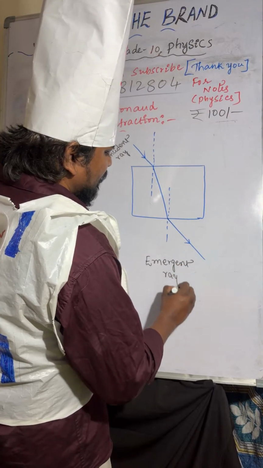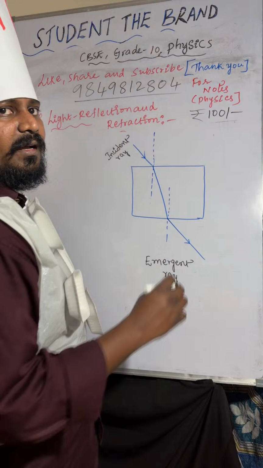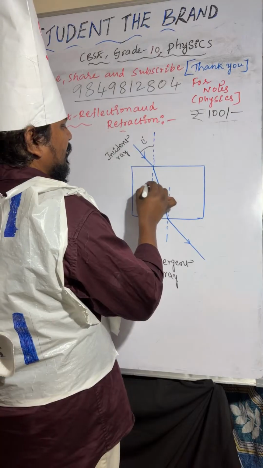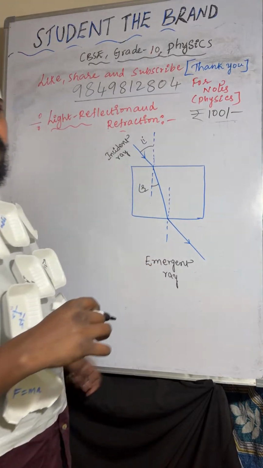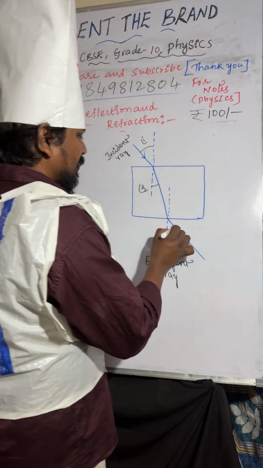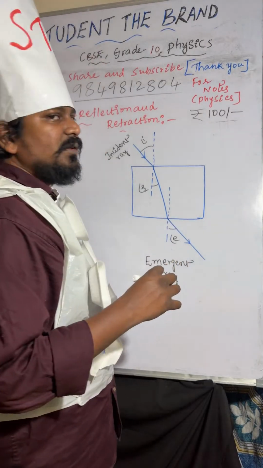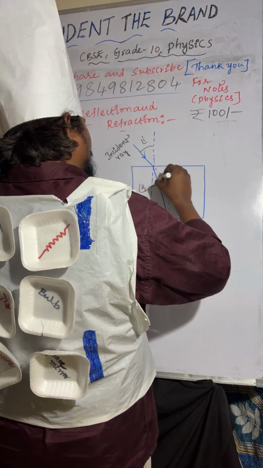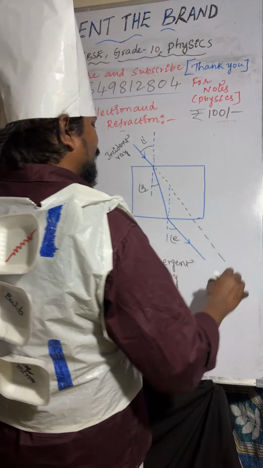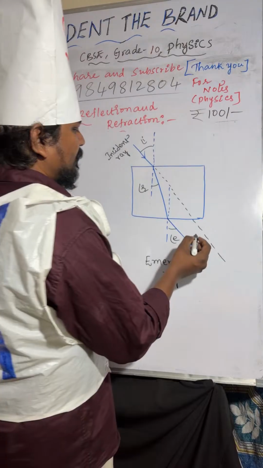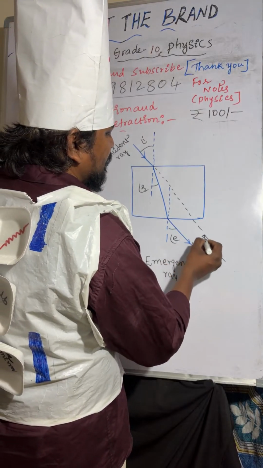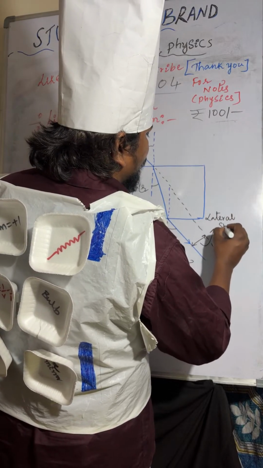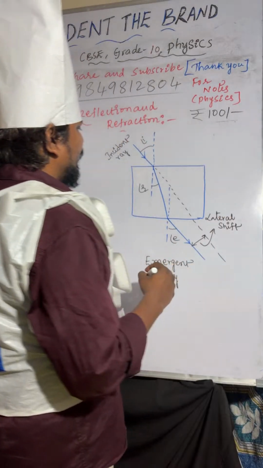Okay, emergent ray. The angle between the incident ray and the normal line is called the angle of incidence, the angle between the refracted ray and the normal line is called the angle of refraction, and the angle between the emergent ray and the normal line is called the angle of emergence. If you extend the incident ray, the direction of the incident ray will be like this. The distance between the emergent ray and the initial direction of the incident ray is called the lateral shift.